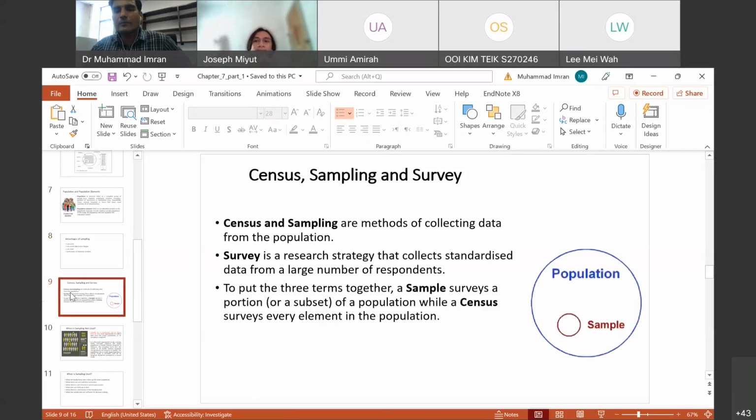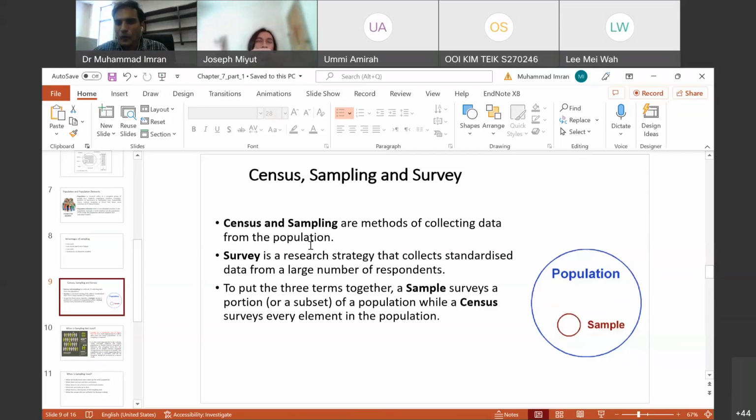Census and sampling. You can see this whole circle belongs to the population, but one group among the population will be a sample. What is the difference between census and sampling? If you choose all the employees and get responses from the whole population, it will be a census. If you choose one group for your response, it will be your sample. Understand? Basically, why are we discussing population and sample like this? Because we have to collect the data from the respondents.